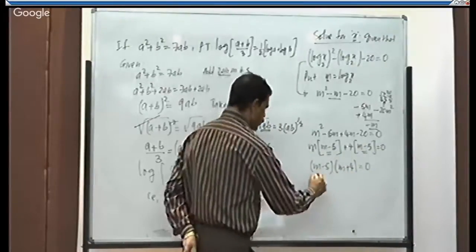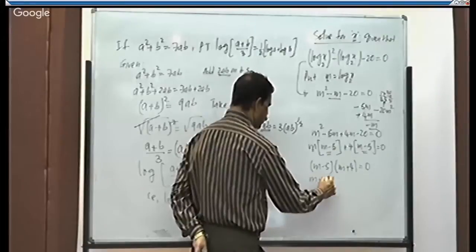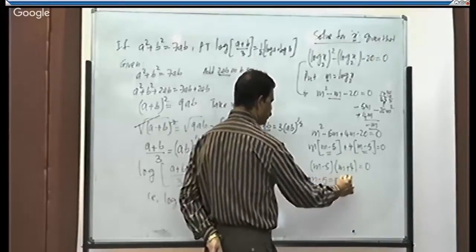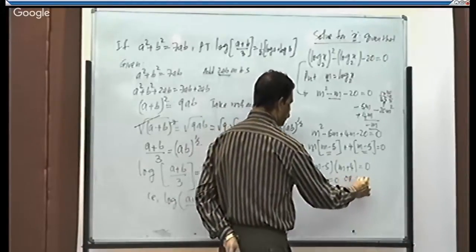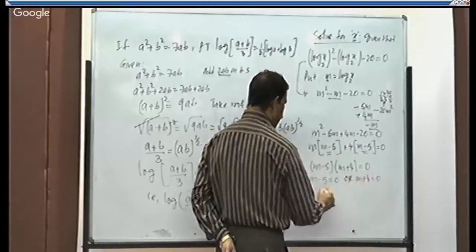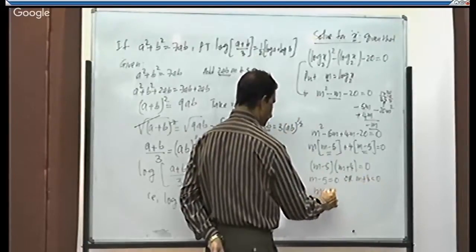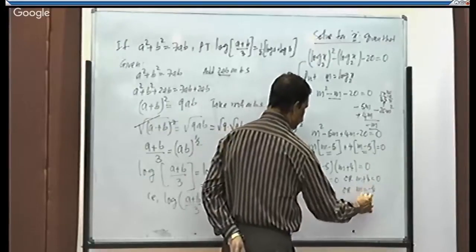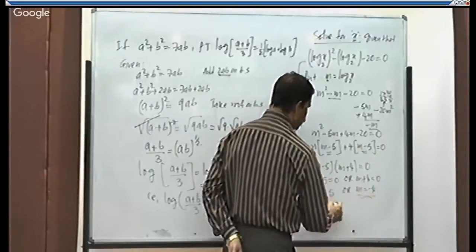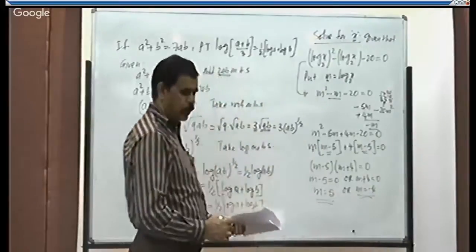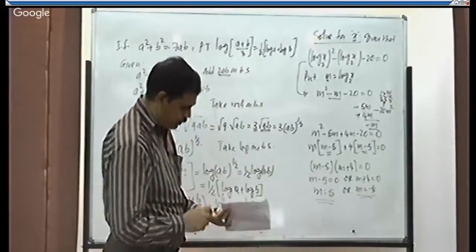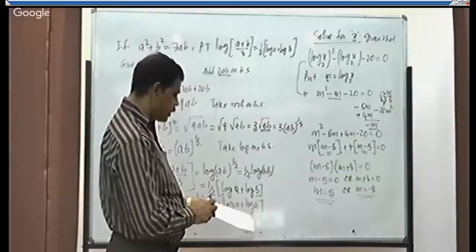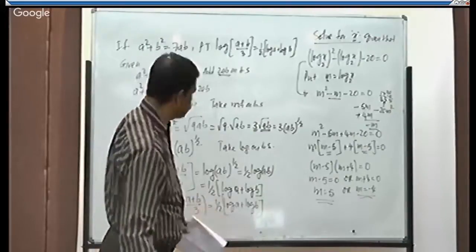Right? With this, I can find the value of m. So m minus 5 is 0 or m plus 4 is equal to 0. Or m is equal to 5, or what is m here? m is equal to minus 4. We got two values of m. Correct? With that, I can get the value of x.